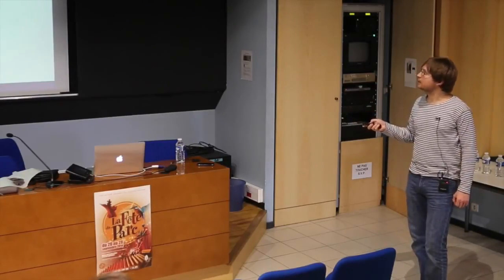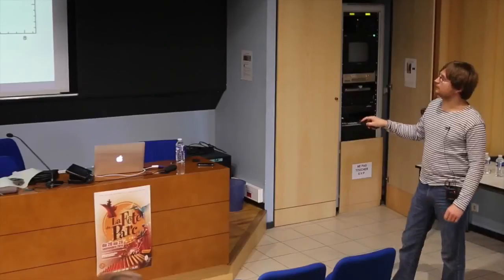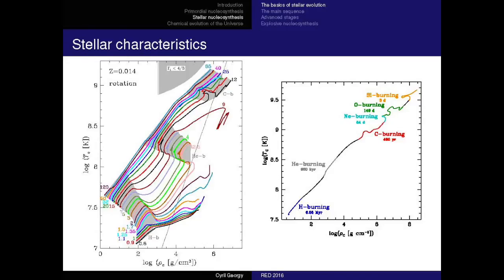So what happens in our models is here. We'll start here with this. It's the same diagram as before, so it's the central density of the star versus the central temperature of the star at different phases that are highlighted in color. And the typical time spent during the phase is indicated here. So this is for a 25 solar mass star. So the star starts its life here at a central temperature of 7.5. So I don't know, it's something about 25 or 30 million degrees.